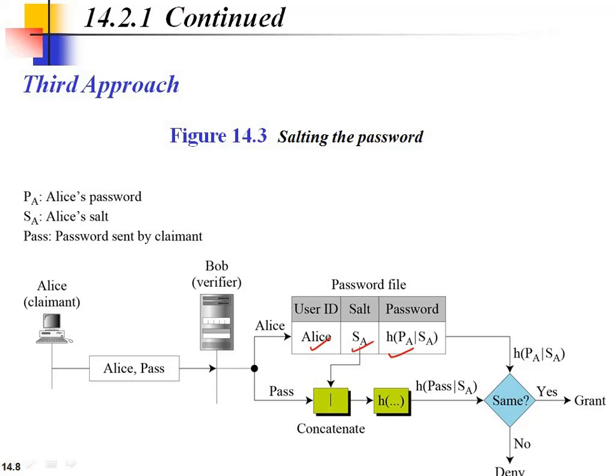Now when a user asks for access, the system extracts the salt, concatenates the received password, and makes a hash of that result. So this hash is calculated, and then we match it with the hash stored in the file. If there is a match, then the access is granted, and if there is no match, then the access is denied.